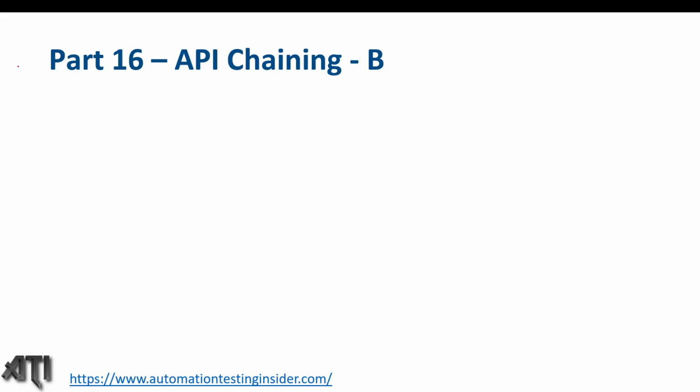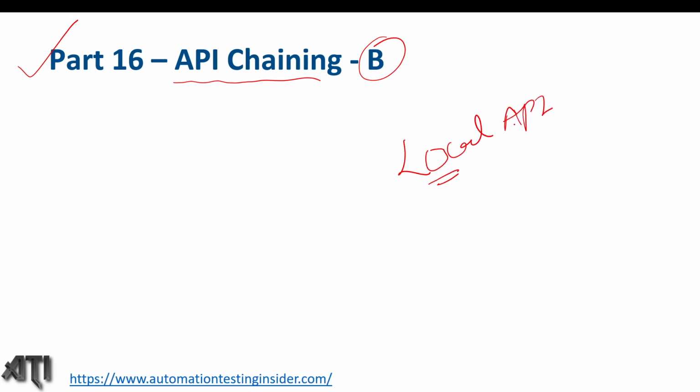So this is part 16 of the API testing series, and today we are going to talk about API chaining. This is part B of the API chaining concept, and in the last video we spoke about some basics of the API chaining concept, where we saw how to create some dependency using a local API, correct?